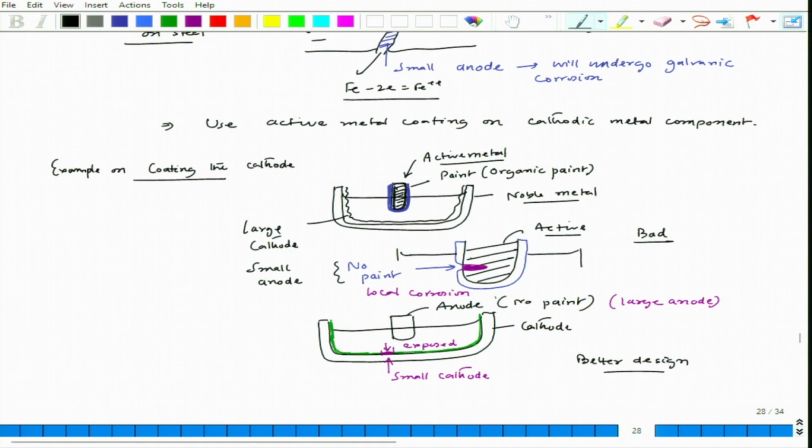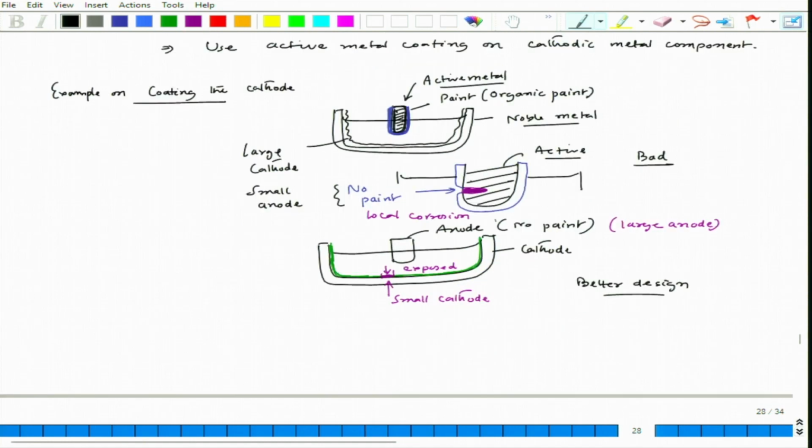Okay. So, we have discussed some of the examples related to galvanic corrosion and better design to protect materials from galvanic corrosion. So, we will discuss few more examples in our next lecture.